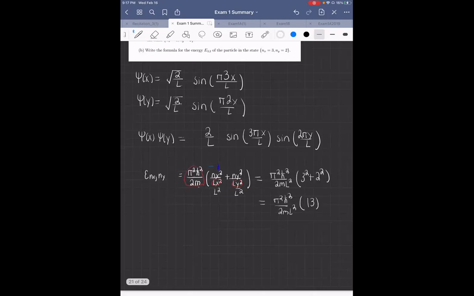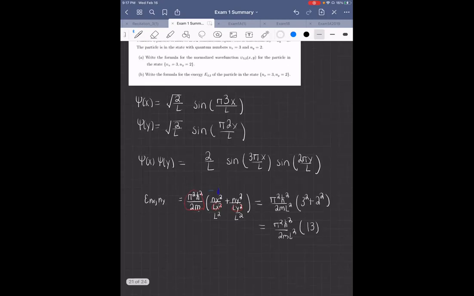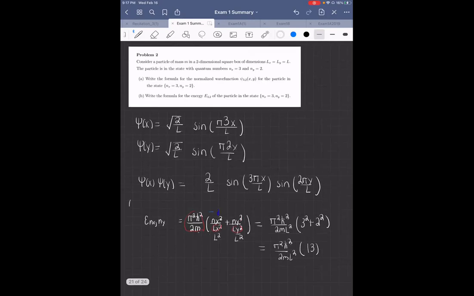Oh, okay. I thought it was a different formula. No, it's just plugging and chugging in. That's pretty much all you have to do.